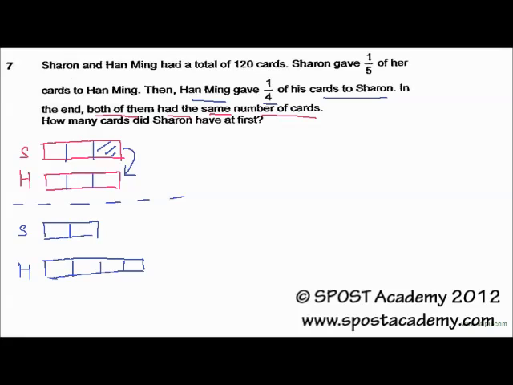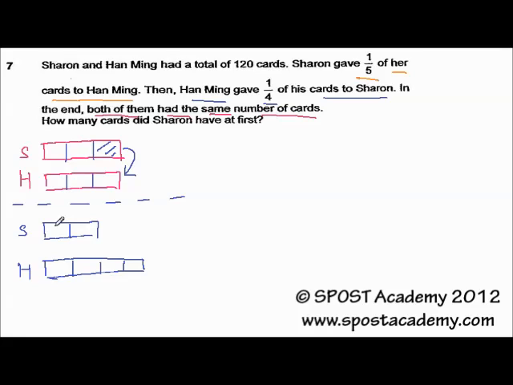Okay, now they end up in this situation because we have to go back one sentence. It's because Sharon gave 1/5 of her cards to Hanming. So Sharon ended up like this because she gave 1/5 of her cards to Hanming. If Sharon gave away 1 unit out of 5 of her cards to Hanming, it means that Sharon actually has 4 units left. So from 2 units, we need to change it to 4 units.